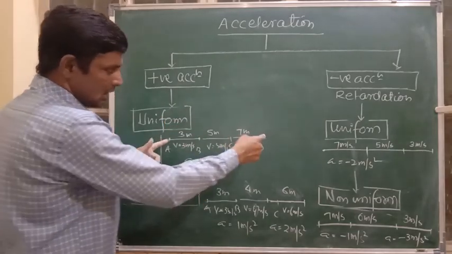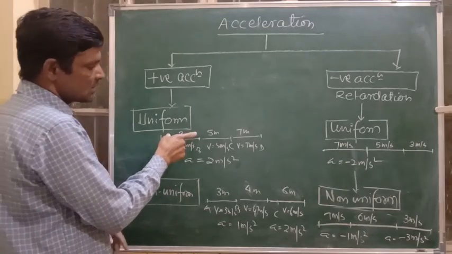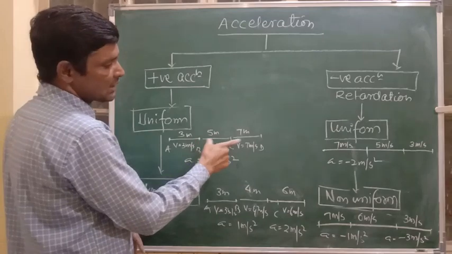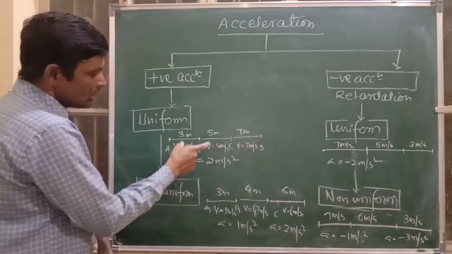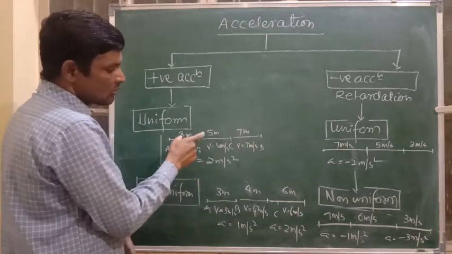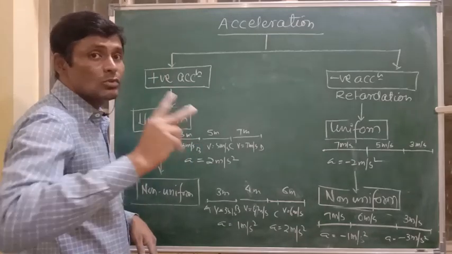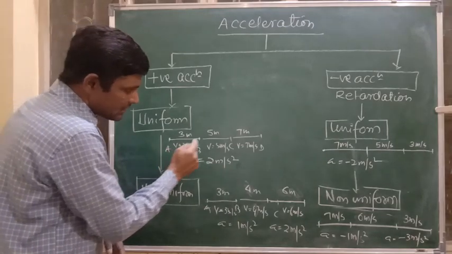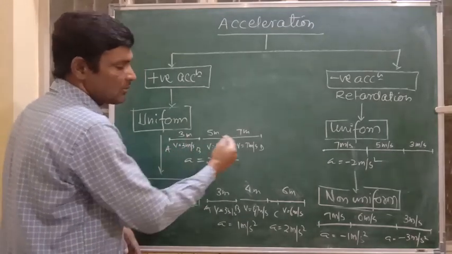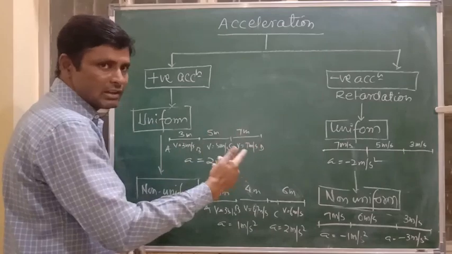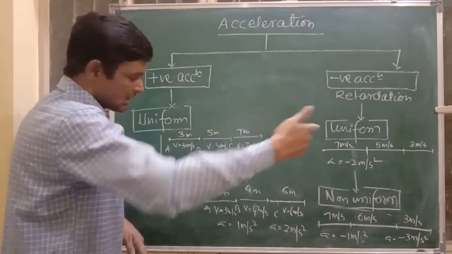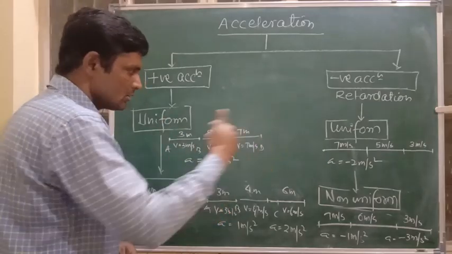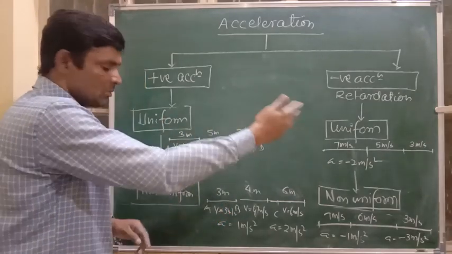Here in the example you can see the object was covering 3 meter per second in this region, here 5 meter per second, and then 7 meter per second. So between these regions there is a change of velocity of 2 units, 2 meter per second square. So here the velocity increases from 3 to 5 and 5 to 7. So in every second the velocity increase was 2 meter per second. So acceleration is positive, velocity goes on increasing continuously, 2 meter per second square.